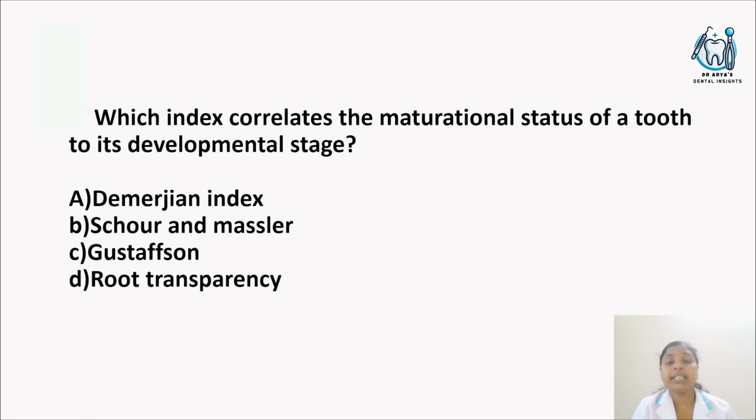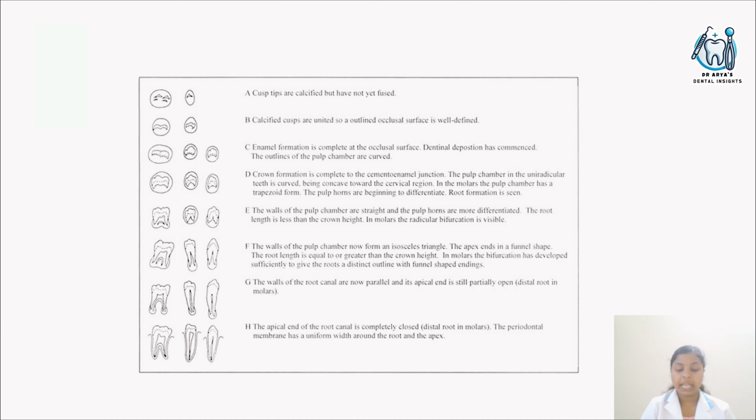Which index correlates the maturational status of a tooth to its developmental stage? Demirjian index, Shore and Massler, Gustafson, or root transparency? This is the Demirjian method. It is one of the simplest, most practical and widely employed methods to predict age and maturation in children and adolescents, probably due to its detailed description and radiographic illustrations of tooth developmental stages, as well as its relative simplicity. It assesses the mandibular left side teeth from the central incisor to the second molar. The third molar is excluded.